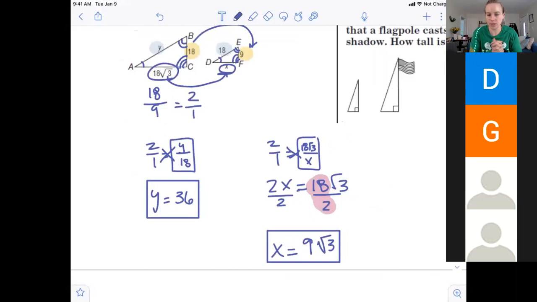Okay. Any questions so far? Okay, I got another problem on this side, and then we want to do a couple on the back before we're done for today.